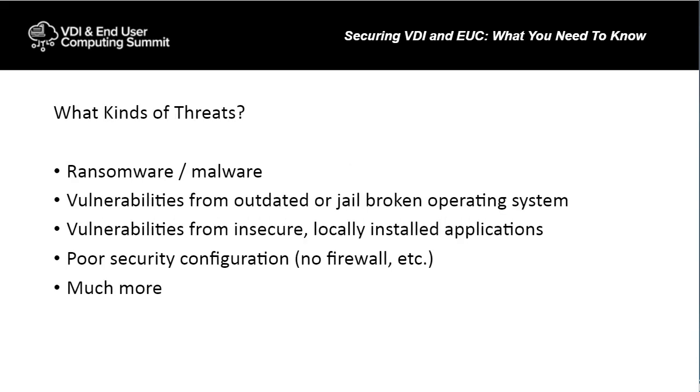So what types of vulnerabilities? Well, it could really be just about anything. It could be a device that's infested with ransomware or other types of malware, perhaps an outdated operating system or a jailbroken operating system. The user might have insecure applications that have been installed on their device. They might be running a really bad security configuration. For example, they might have the firewall disabled. They might not have an antivirus application running. There could be any number of different security risks that are posed by that device.